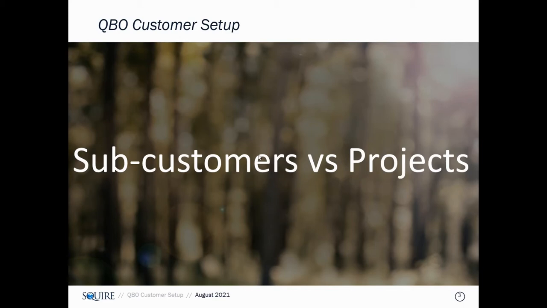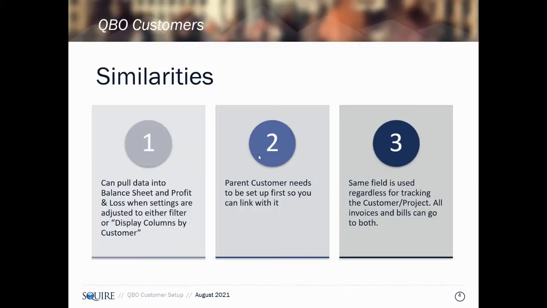And so since then, Intuit has converged the way that the information is entered into QBO, so that a lot of the information is more readily available, easy to enter in. But there are still some things that are different between sub-customer and projects. So let's go ahead and start looking at the similarities. Regardless of whether you choose a sub-customer or a project, that data will still appear in your balance sheet and your profit and loss. And you can access the information either by filtering it, or if you're looking for profit and loss by customer, that is a default report that's available in QBO.